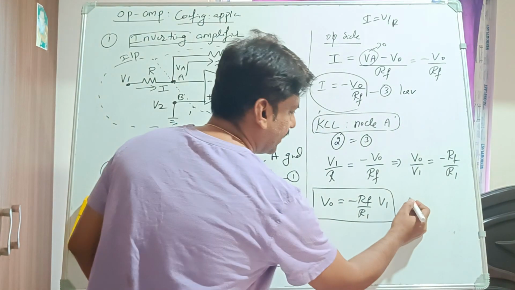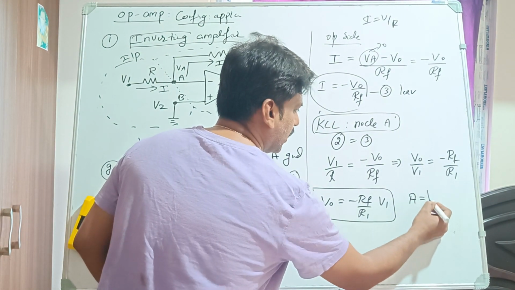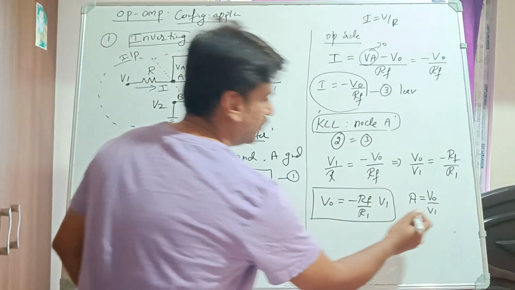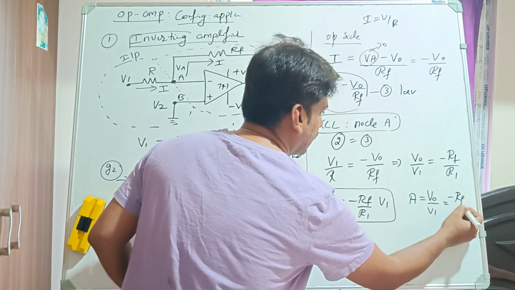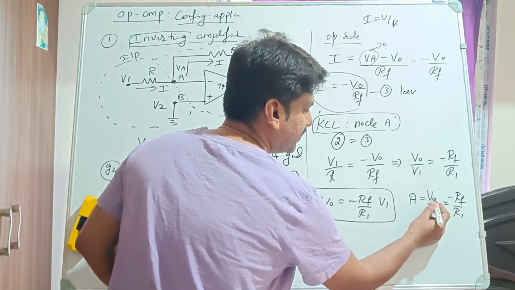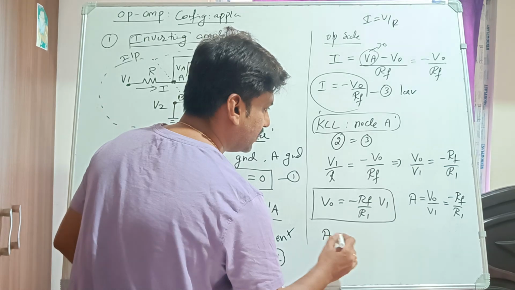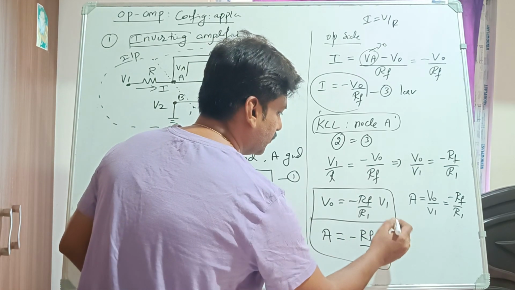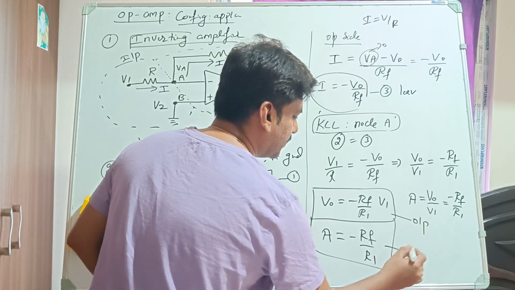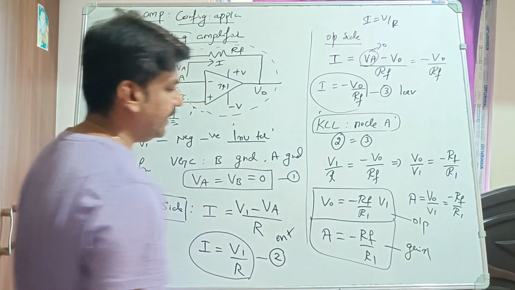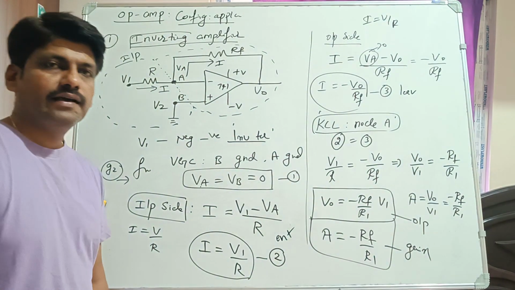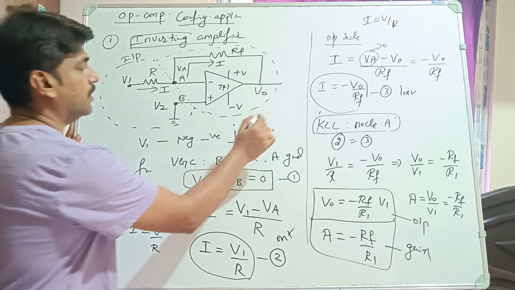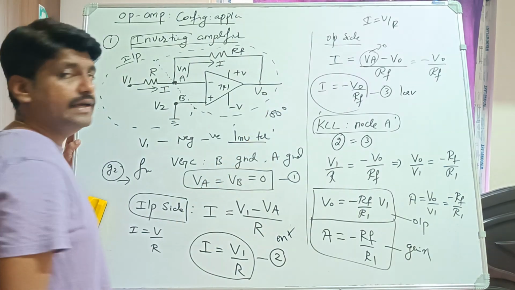And also we can write A as output divided by input. In this case, V1 is the input, so A is equal to minus RF divided by R1. Gain can be represented as output divided by input. So what is the gain? Gain is RF divided by R1. So we have written two things: one is the output expression and the other is the gain, right? What does this minus sign indicate? It tells you that the input and output waveforms are 180 degrees out of phase.